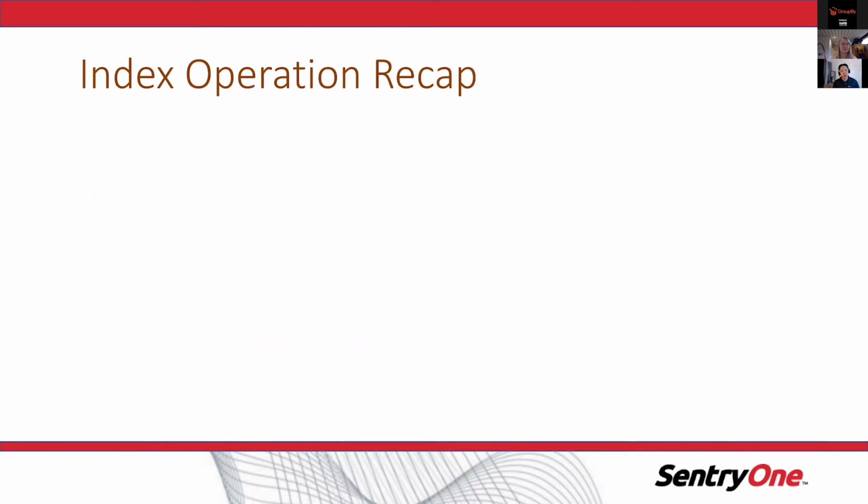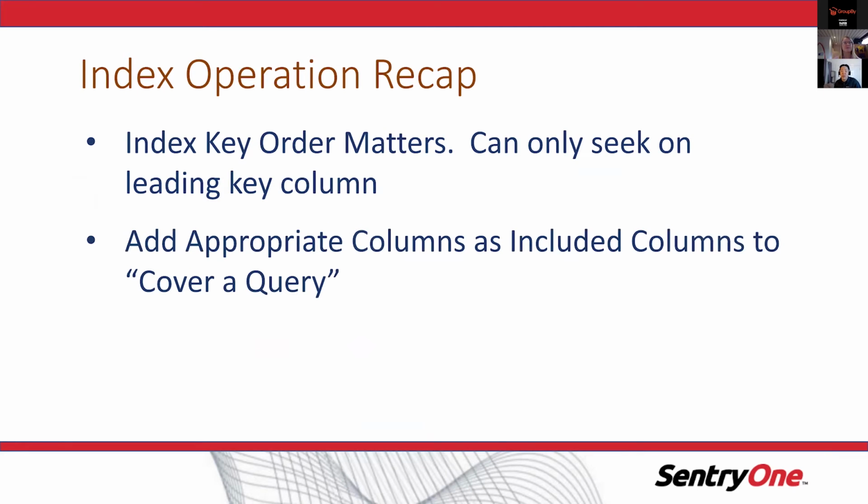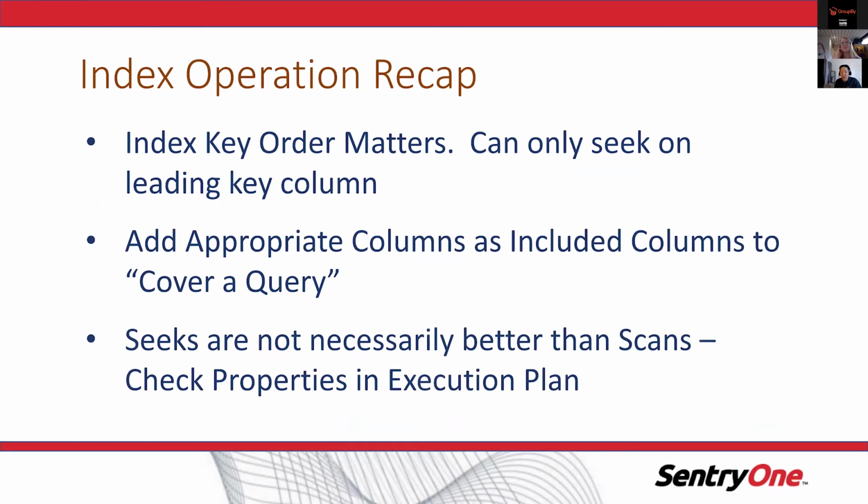So let's do a quick recap of some of the highlights as far as index operations are concerned. Hopefully you have a better appreciation that key index order does matter and that we can only seek on the leading key column if that's available to us. Remember the first name and last name examples. Adding appropriate columns to included columns will help you cover a query, and that's what will help you avoid a key lookup operation. And hopefully you have a better appreciation that seeks are not necessarily better than scans. You want to check the properties in the execution plan.